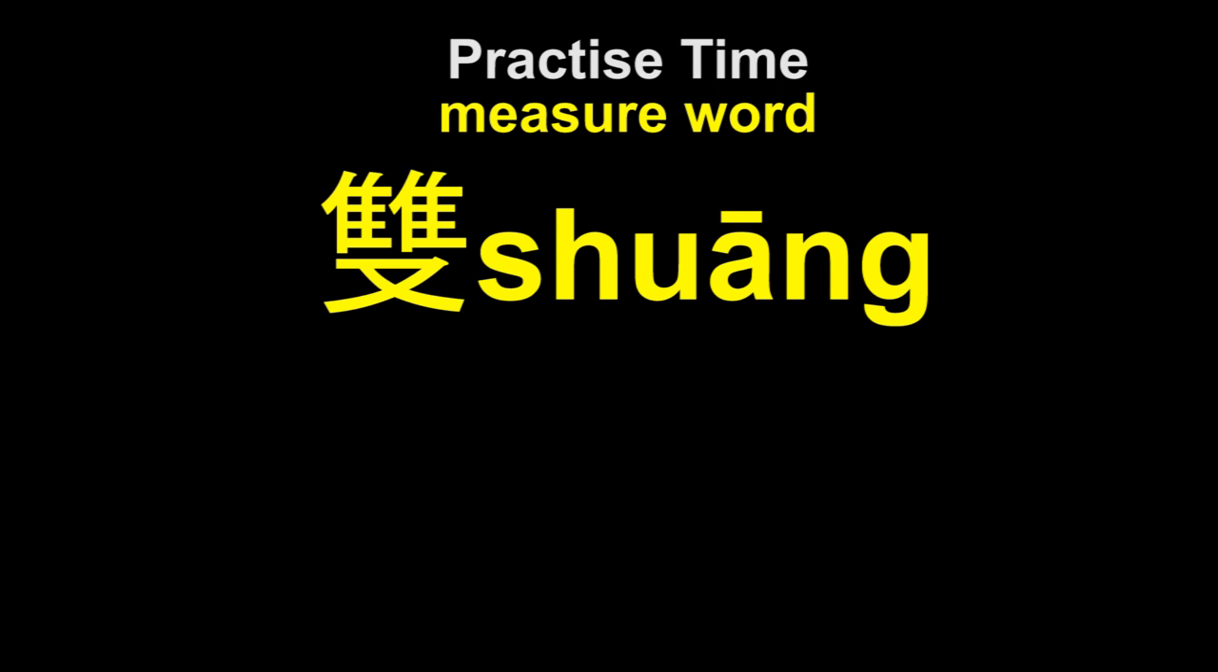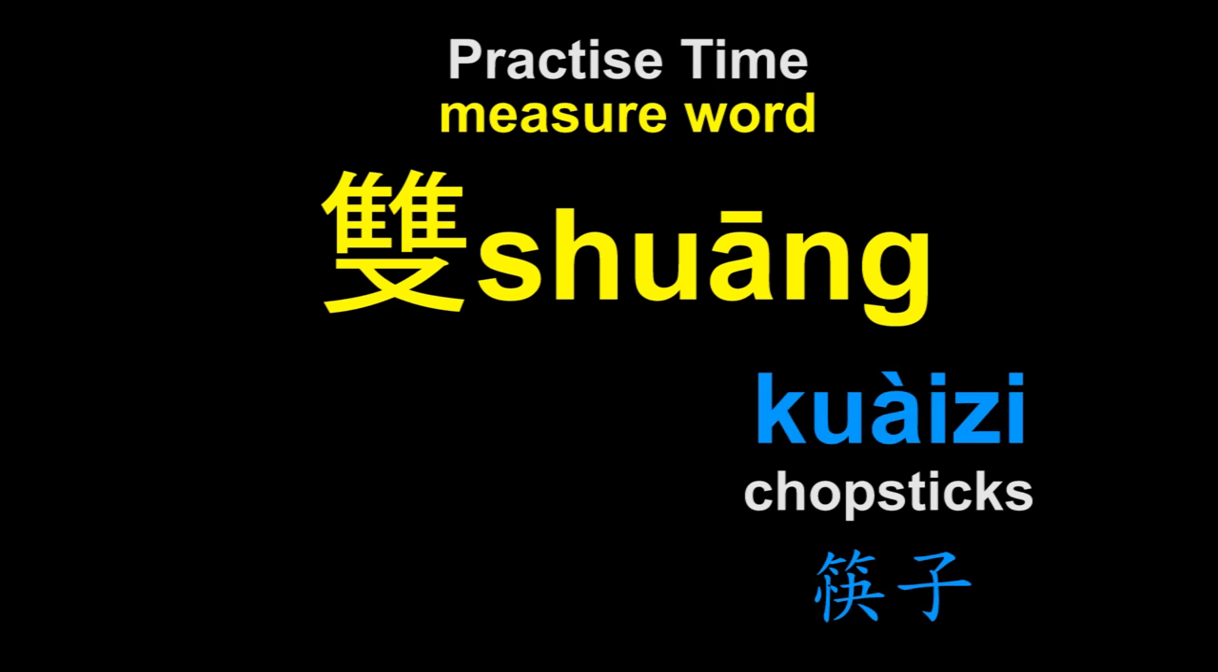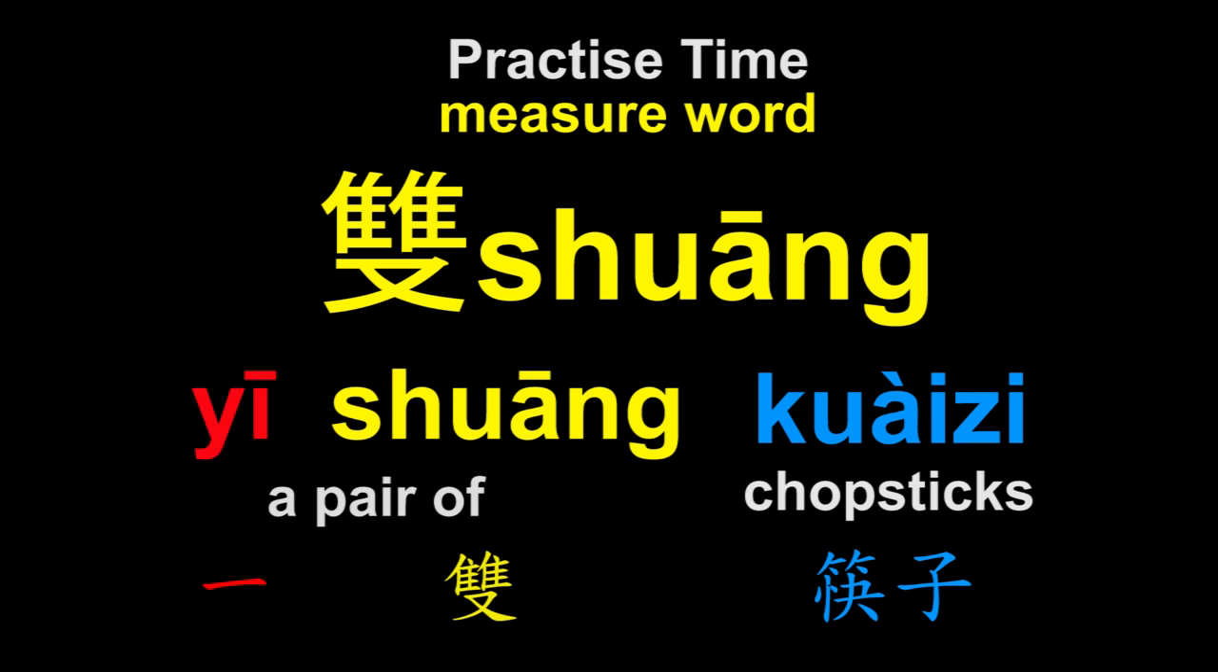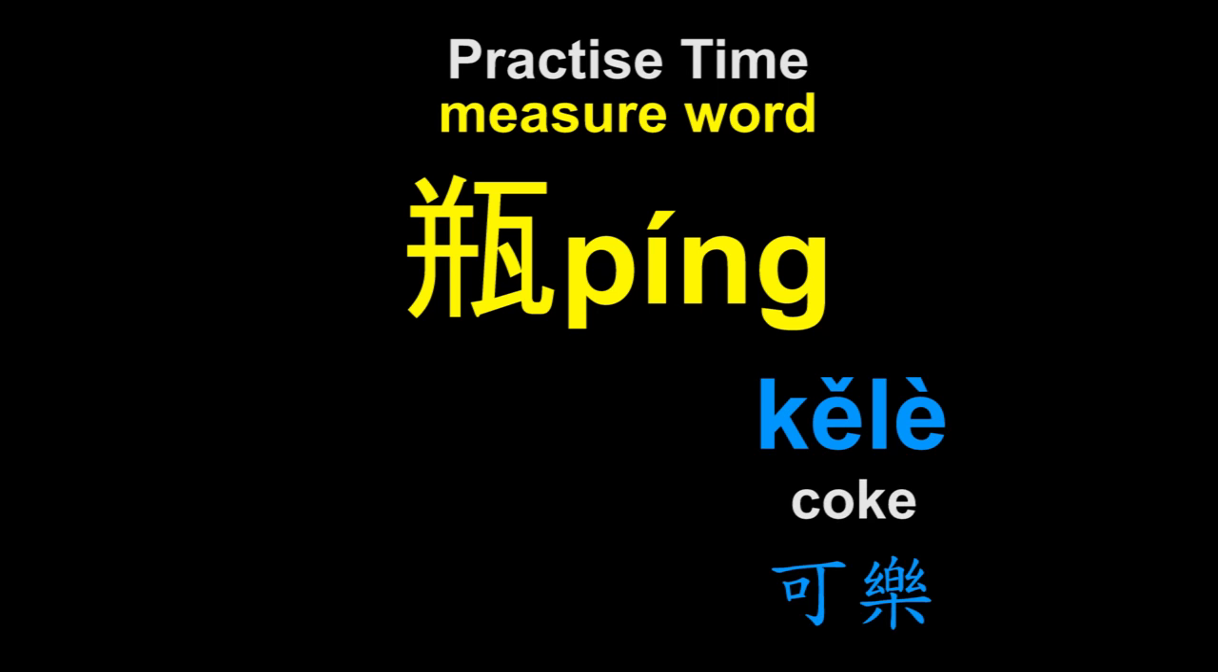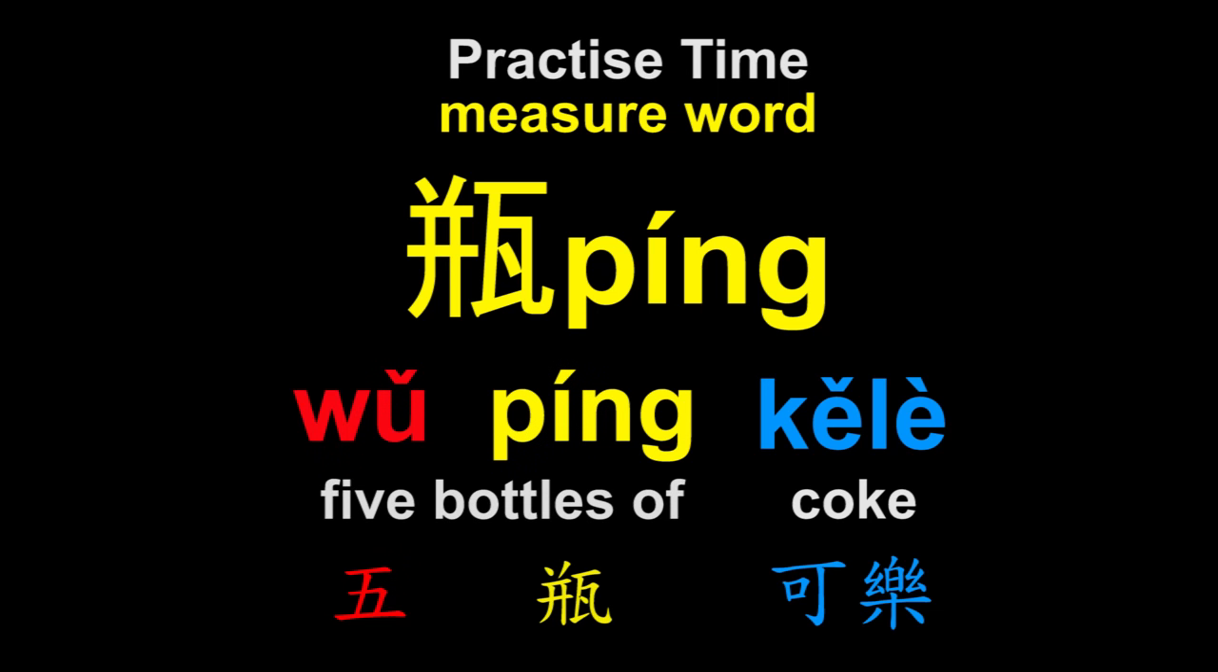Measure word. 双. Chopsticks. 筷子. A pair of chopsticks. 一双筷子. Measure word. 瓶. Coke. 可乐. Five bottles of Coke. 五瓶可乐.